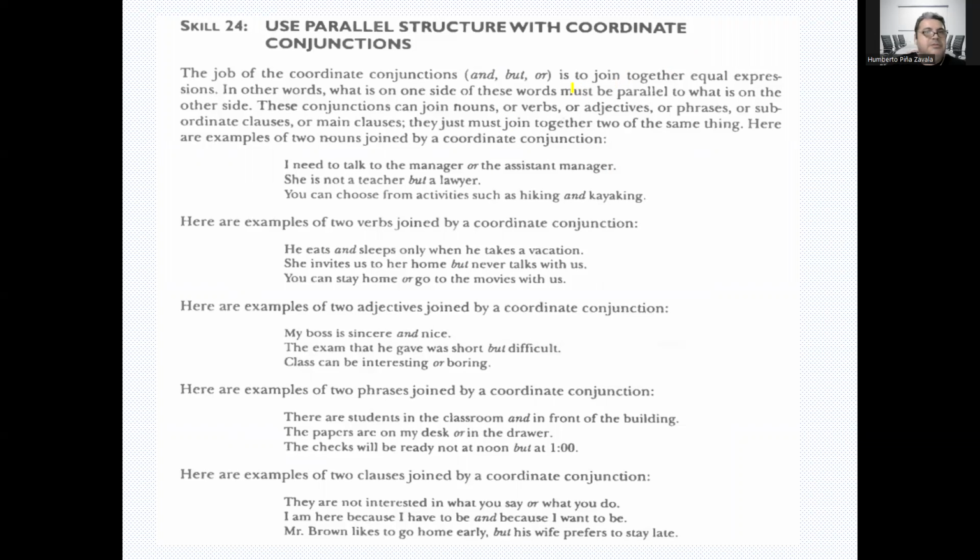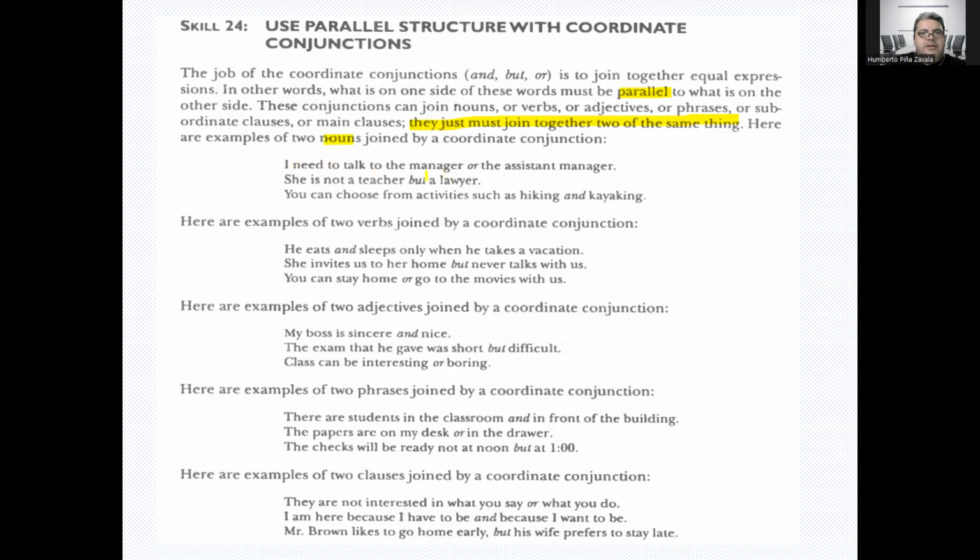structures with coordinate conjunctions. The job of the coordinate conjunction, and, but, or, so, yet, is to join together equal expressions. In other words, what is on one side of these words must be parallel to what is on the other side. These conjunctions can join nouns, verbs, adjectives, or phrases, subordinate clauses, main clauses. They just must join together two of the same thing. Okay, this is the key point. That's why it says parallel, because whatever you have on the one part, you want to have on the second part.